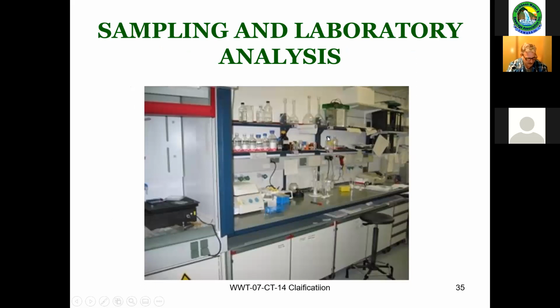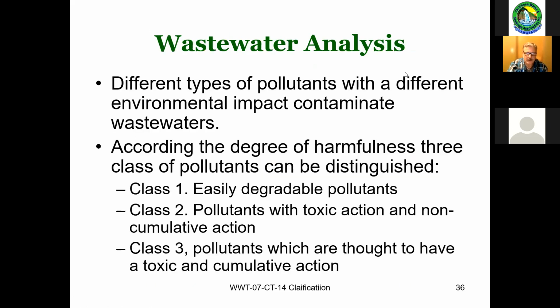Okay, so some sampling and analysis. Different types of pollutants have definitely different environmental impacts. Class 1 is easily degradable, and we'll cover these a little bit in the slides coming up. Class 2 is toxic but non-cumulative. And class 3 are pollutants that are toxic and have a cumulative action.